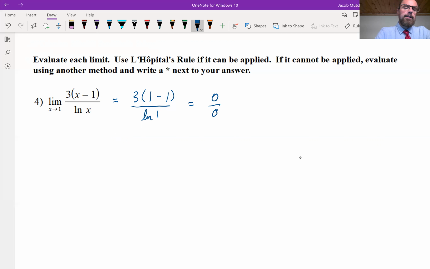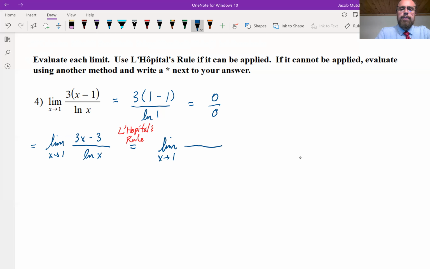I do want to rewrite this numerator just to make it easy to take derivative by distributing. So first, I'll just say that this is equal to limit as x approaches 1 of 3x minus 3 over natural log of x. And at that point, I'm going to apply L'Hopital's rule. So I'll write L'Hopital over the equal sign right as I'm applying it, L'Hopital's rule. And that equals the limit as x approaches 1.